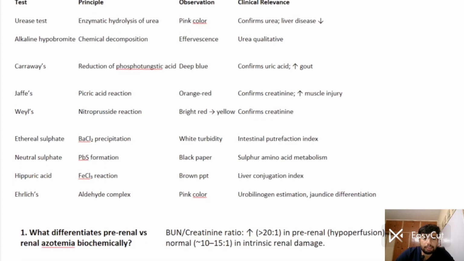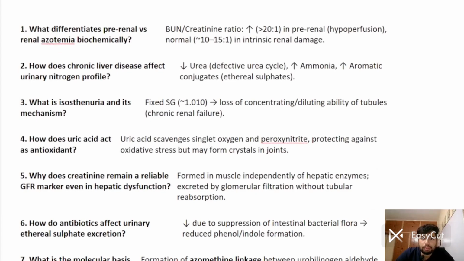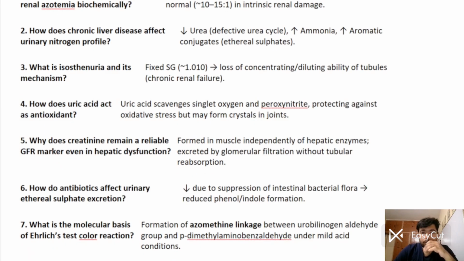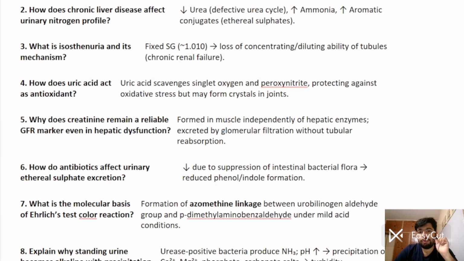Now let's discuss some viva questions. What will differentiate pre-renal and renal azotemia biochemically? I have already discussed that blood urea nitrogen will differentiate it. How does chronic liver disease affect the urinary nitrogen profile? Because in chronic liver disease, your urea cycle is defective. So there will be an increase in ammonia and an increase in aromatic conjugates like ethyl sulfates. That is how this will affect the urinary nitrogen profile.